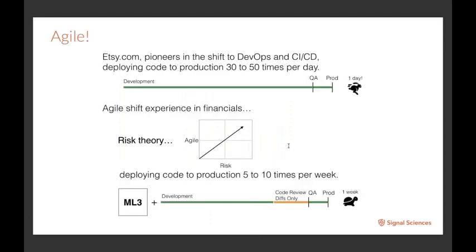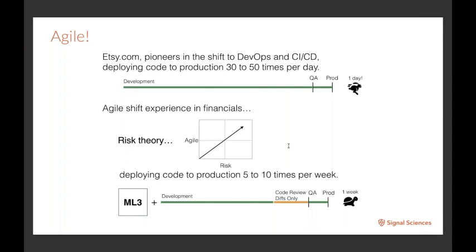So the results out of that, if we compare to Etsy, was deploying code to production 30 to 50 times per day. Now with this agile shift, from the security perspective, we had this mindset, which is represented in that graph in the middle, which is basically the more agile you are, the more risk you have, right? Because you're moving code faster. How can we implement that ML4 SDLC process if they're deploying code 50 times a day to production, right? It's just not feasible, right? Like we would slow everything down.